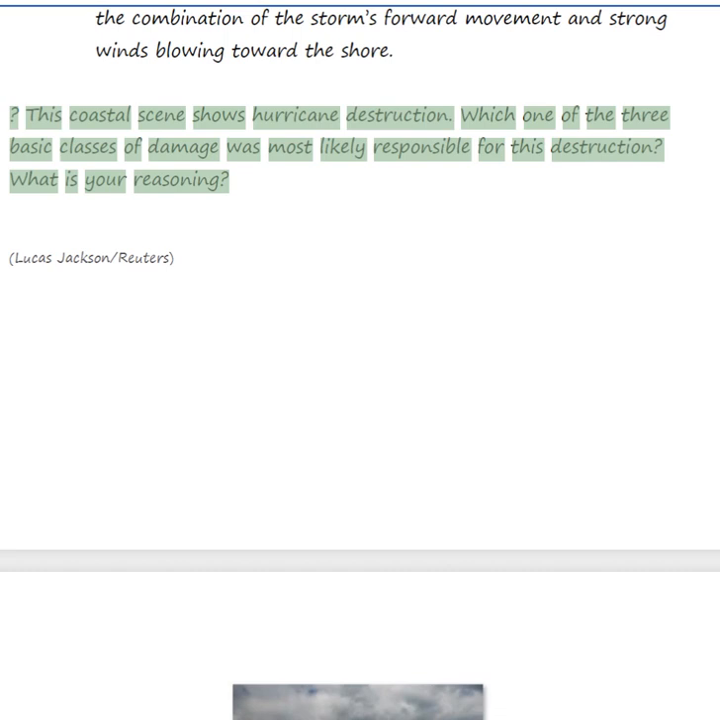This coastal scene shows hurricane destruction. Which one of the three basic classes of damage was most likely responsible for this destruction? What is your reasoning?